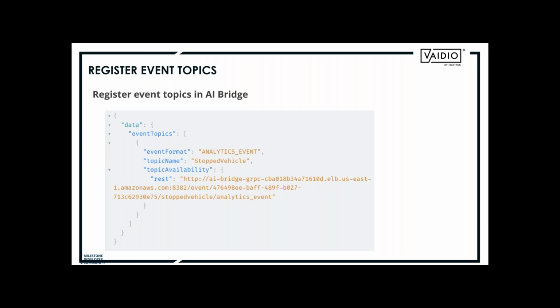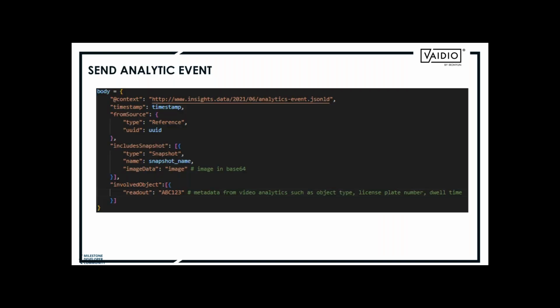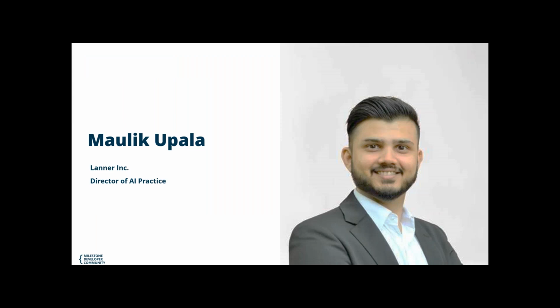Here's how you register the event topic with AI Bridge. So here's a stopped vehicle event. It gives you back an endpoint that you can use to create those events or alarms. And finally, when you want to send one, you send a message to that endpoint. You give it the source, which is the camera UUID, an image, base64, any involved objects like the license plate ABC123, and it's all pretty straightforward.